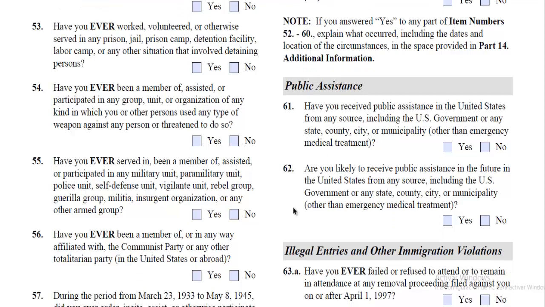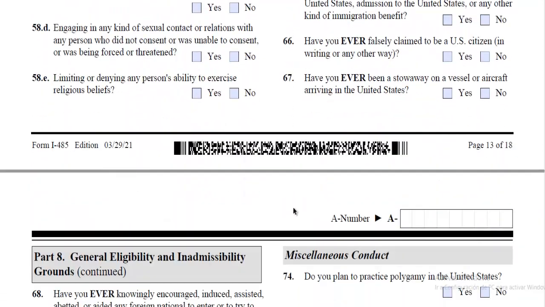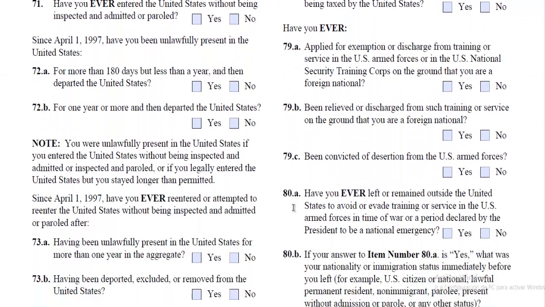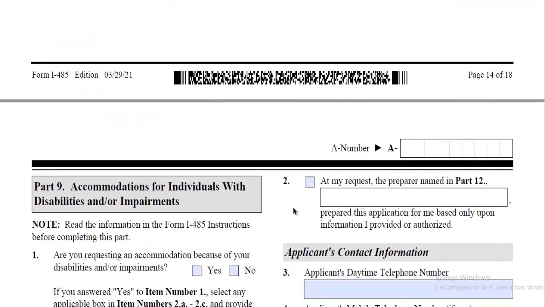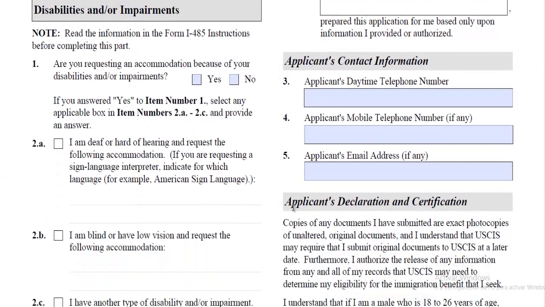So let's keep on. Let's go to part 9. I know part 8 is very long, okay? So just read the questions, respond slowly as you can. If you have any questions, let me know.